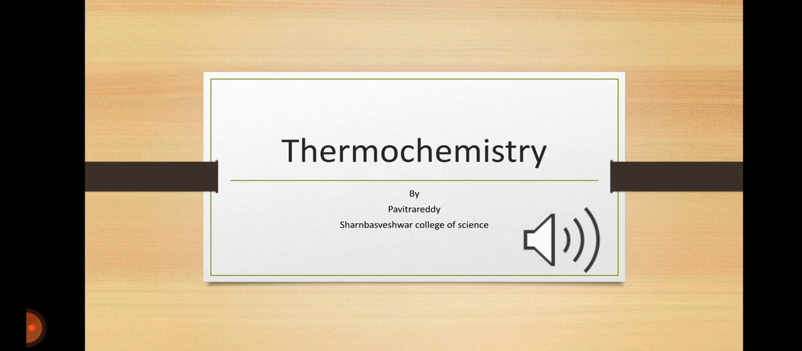So today we will discuss the basics of thermochemistry, and then bond energy or bond enthalpy, and then bond energy calculation or change in enthalpy of the reaction.